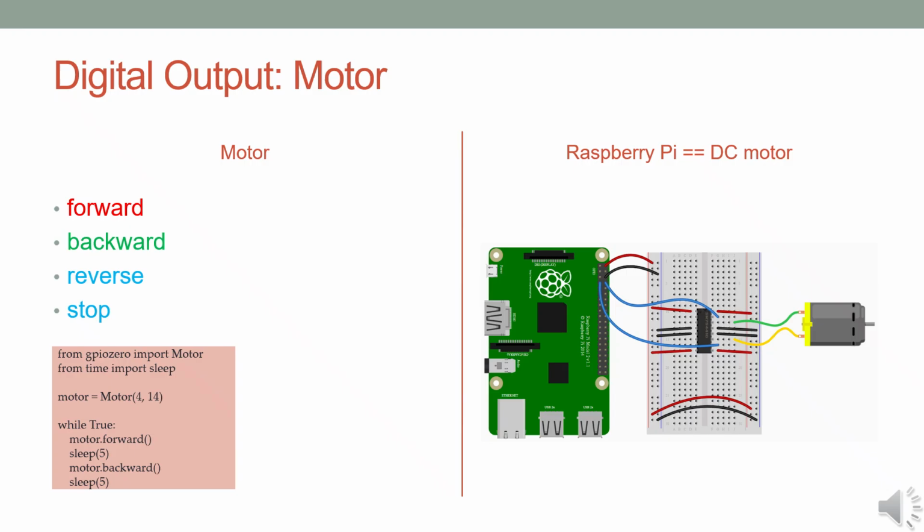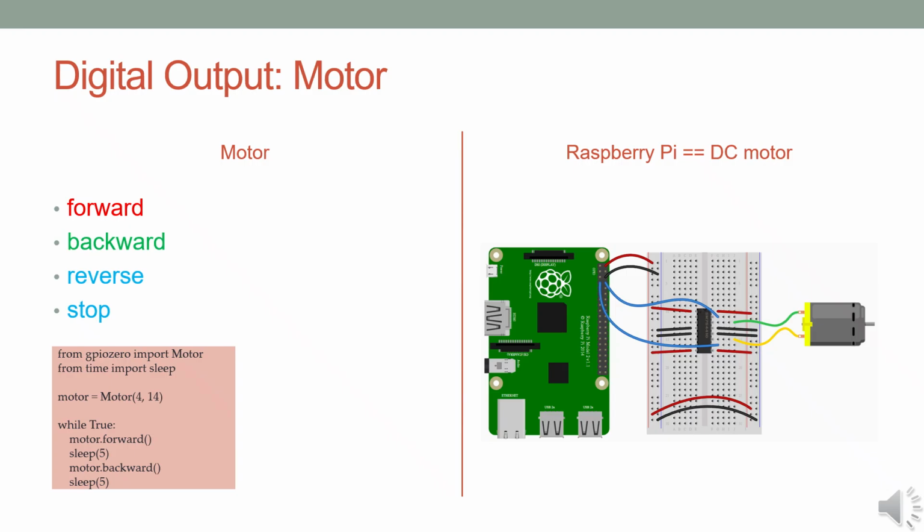To control the motor, we connect two GPIO pins, in A and in B, to a motor driver, which in turn drives the motor. In this example, in A is connected to GPIO pin 4 and in B to GPIO pin 14. We then import the motor class from the gpiozero library and define the motor as follows. From gpiozero import Motor, motor equals Motor, forward 4, backward 14.